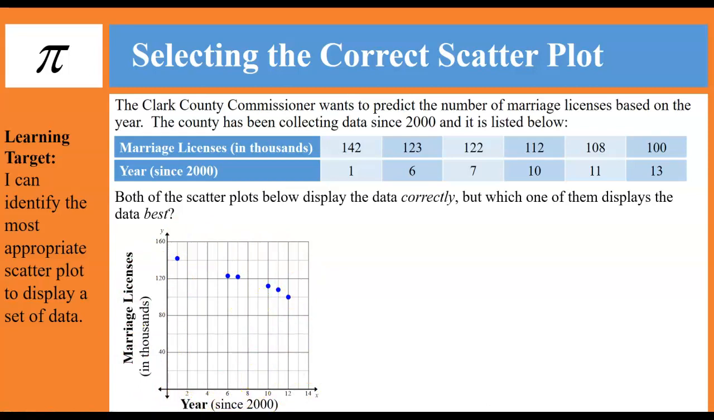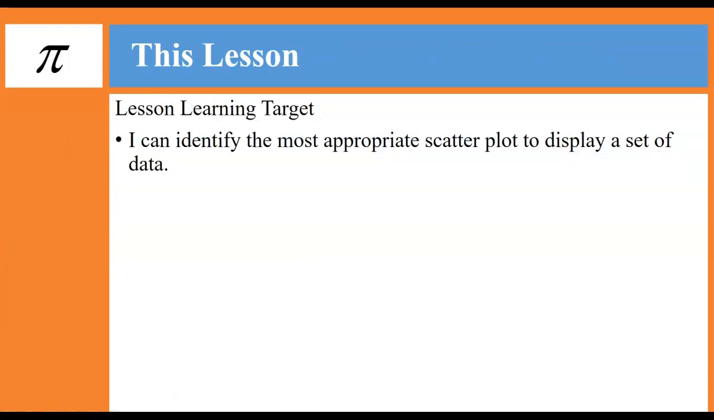I make sure that my year is on the x-axis, my marriage licenses are on my y-axis, and that my graph is clear, it's spread out, and it's easy to read each point. And there you go. That is how we identify the most appropriate scatter plot to display a set of data.